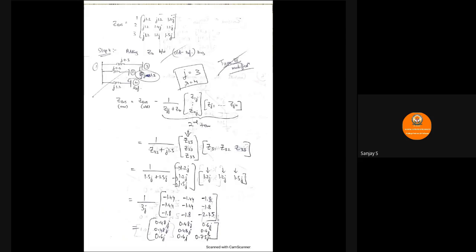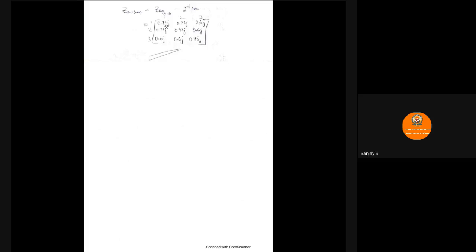Then ZB is nothing but the branch impedance included in this step, which is J1.5. After the simplification, the second term turns out to be 0.48J, 0.48J, 0.6J, 0.48J, 0.48J, 0.6J, 0.6J, 0.6J, 0.75J. Now the last part left over will be to subtract the second term from our old Z bus, that is our previous updated Z bus. Once that is done, we get 0.72J, 0.72J, 0.6J, 0.72J, 0.92J, 0.6J, 0.6J, 0.6J and 0.75J.